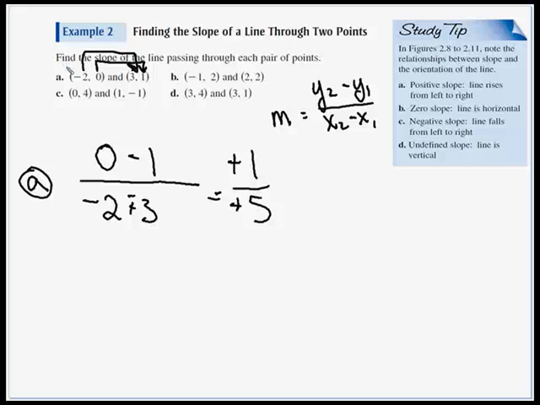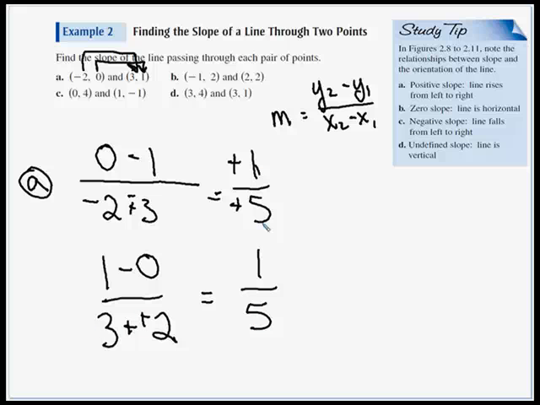Now, if you subtracted in the other direction, instead of having 0 minus 1, you would have had 1 minus 0. And then you'd have 3 minus negative 2. If we subtract that way, 1 minus 0 is 1. 3 minus negative 2 is 5. So we get the same answer either way, as long as you are consistent with the order that you do it in.